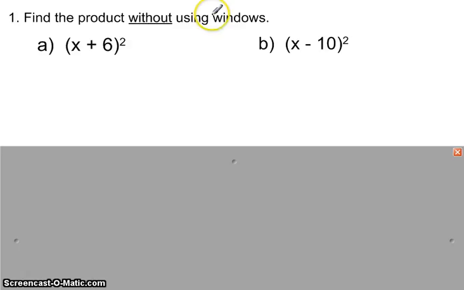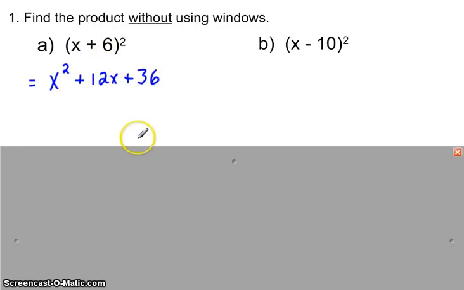All right, so we want to find the product here without using the window. Now that we understand this pattern, we can use it to our advantage to save ourselves some time. x plus 6 quantity squared. Well, we know it would be x squared. The b term is you take this 6, you times it by 2, so that would be positive 12x. And to get the c term, you do 6 squared, which is 36.